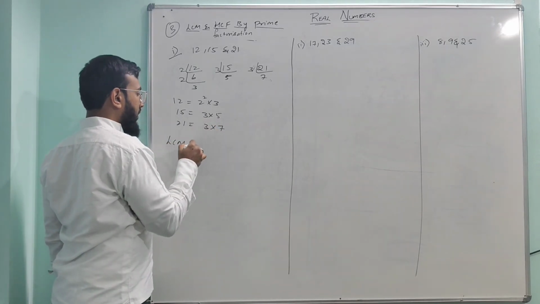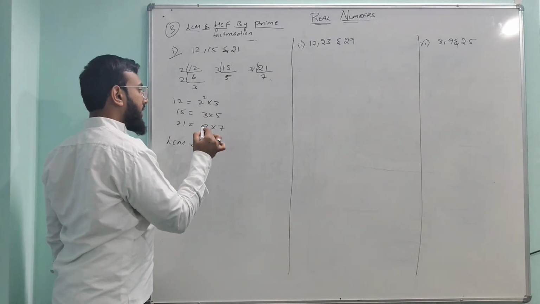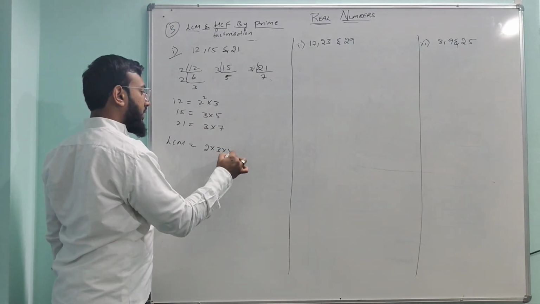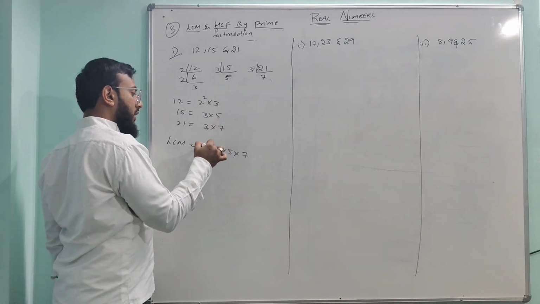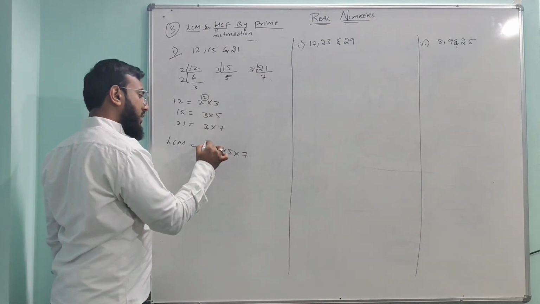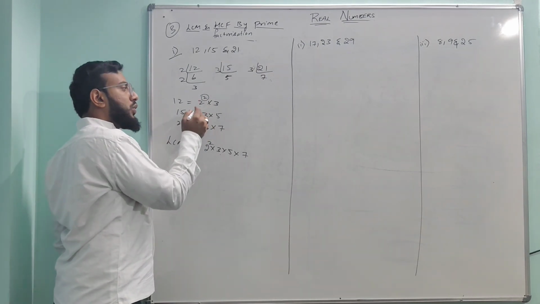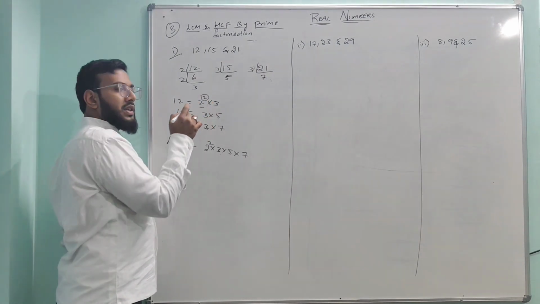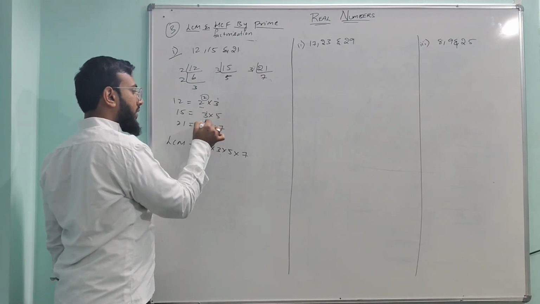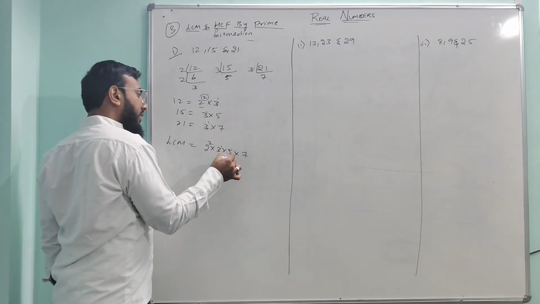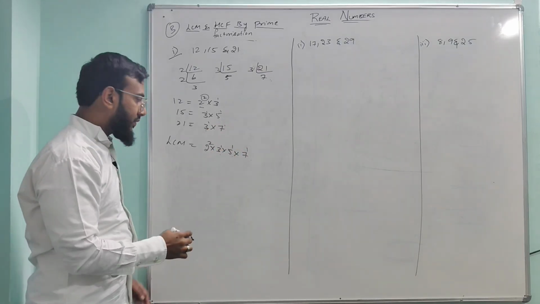So for the LCM, what are the different numbers I can see? 2 I can see, 3 I can see, write it once, 3 already written, 5, 7, correct? Comparing all of these, the highest power for 2 is 2, since we have 2 square only once. For 3, the highest power is 1 itself, I'll write 1. Then 5, only 1 we have, I'll write 1. For 7 I have only 1 as the highest power, I'll write it once.